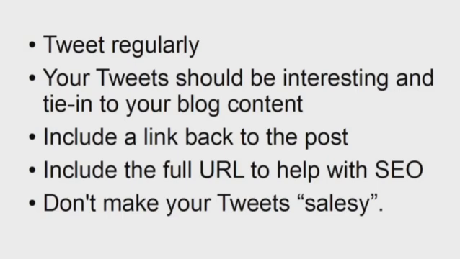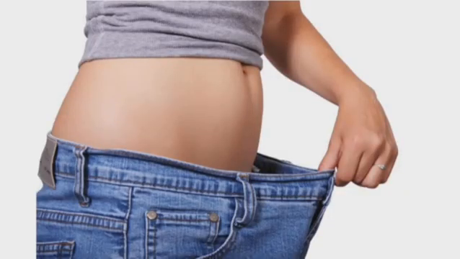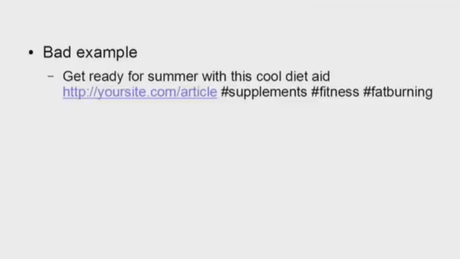So what do I mean? Well, let's say you have a weight loss blog where you review different weight loss products and then sell them as an affiliate. Let's look at a bad example of a tweet. You could say something like, get ready for summer with this cool diet aid, and then you've got the URL, #supplements, #fitness, #fatburning. Well, that's very salesy, and people know that if they click on the link and go to your blog, they're just going to get a sales pitch, something that they don't really want.